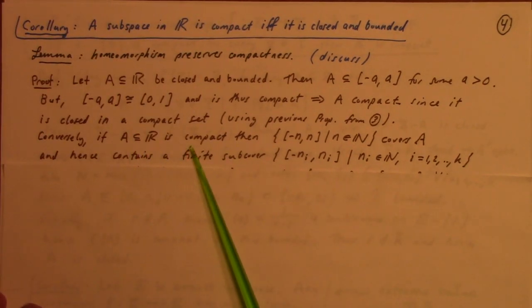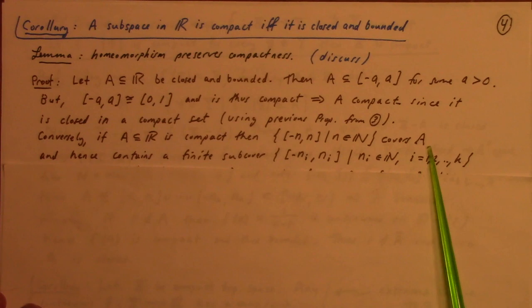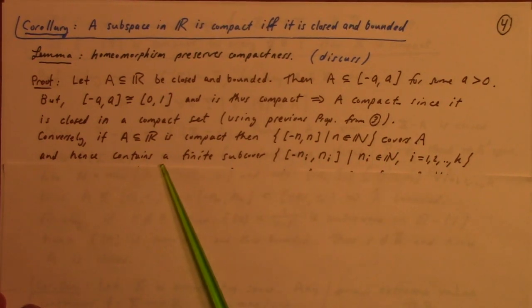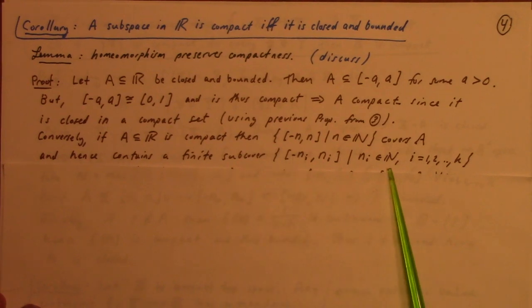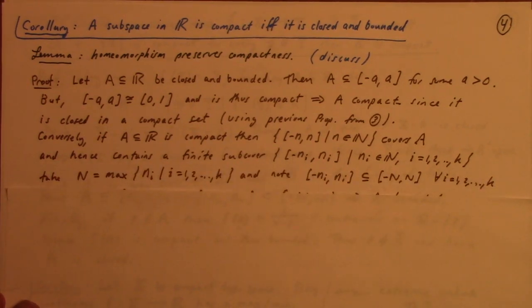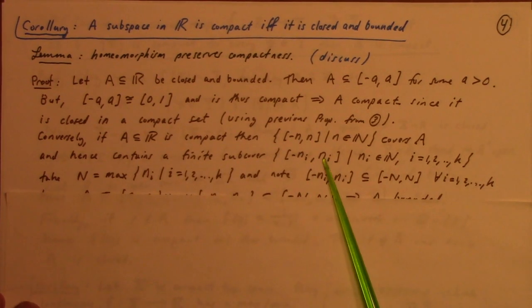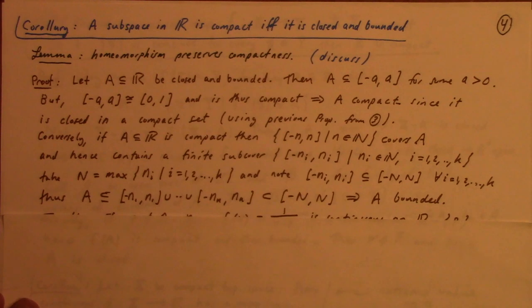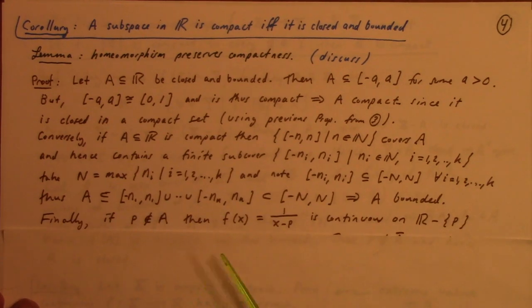Conversely, if A, a subset of R, is compact, then this covers A. Hence, there exists a finite subcover, and as such, it's bounded, because you can just take from this finite subcover the biggest, baddest one of those, the max, and there you go. You got it bounded. That's not bad. Cool.